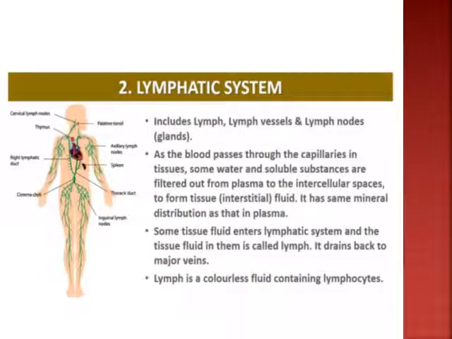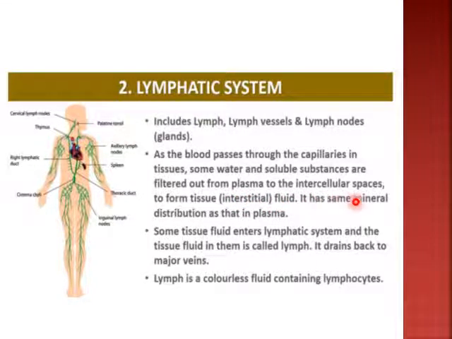Now, after discussing the various components of the heart and the functioning of the heart, we will discuss the second part of the blood vascular system, that is your lymphatic system. It includes the lymph vessels and the lymph nodes or glands. As the blood passes through the capillaries in the tissue, some water and soluble substances are filtered out from plasma to the intercellular spaces to form the tissue interstitial fluid.